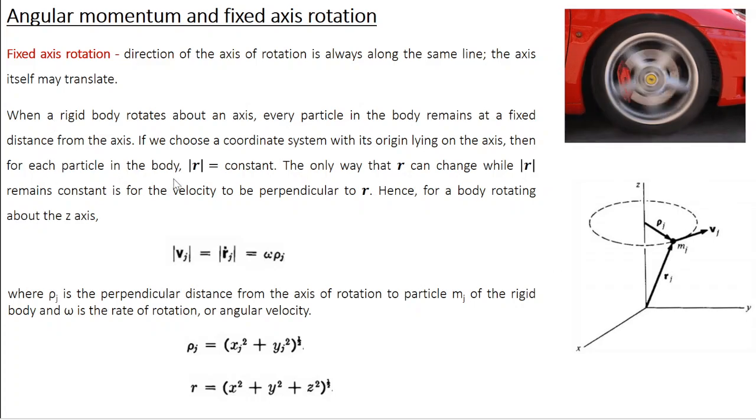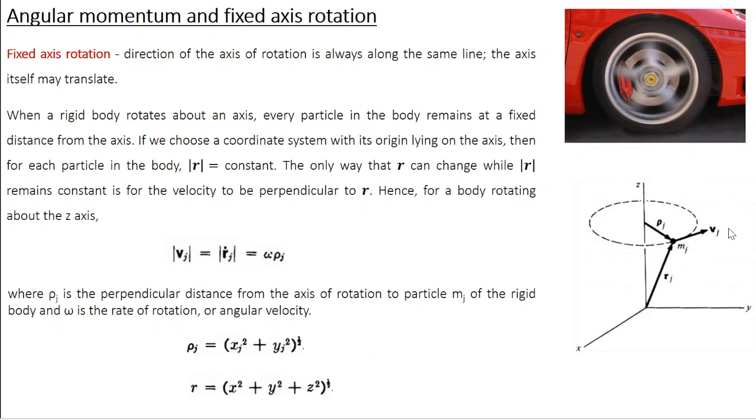So if the magnitude of r is constant, that means that there is no velocity component along the direction of r vector, and the velocity component is completely perpendicular to the r vector. So this is the case of a pure rotation, right? In the case of pure rotation, r and v are perpendicular to each other. Now with this understanding, I can try to derive a general expression for angular momentum of a fixed axis rotation.